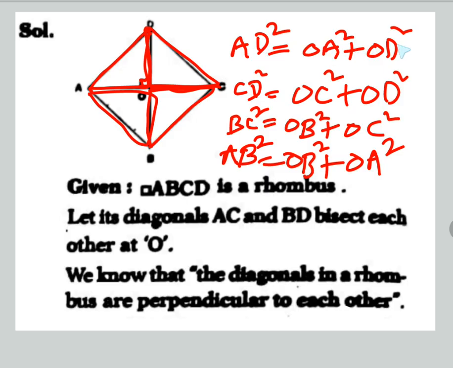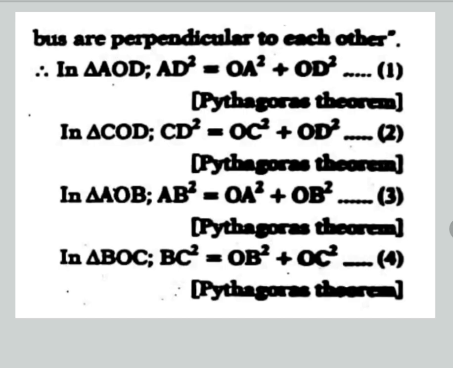AD square is equal to OA square plus OD square. CD square is equal to OC square plus OD square. BC square is equal to OB square plus OC square. AB square is equal to OB square plus OA square. Now, from AOD, AD square equals OA square plus OD square, and from COD, CD square equals OC square plus OD square. This is number 1, 2. And triangle OAB, AB square is equal to OA square plus OB square. This is number 3. From triangle BOC, BC square equals OB square plus OC square.